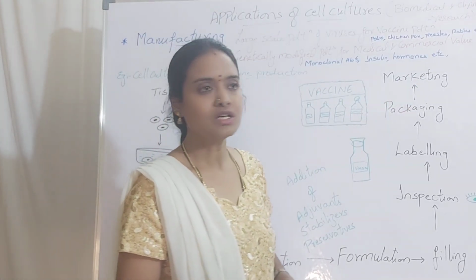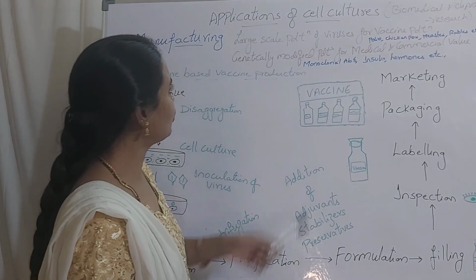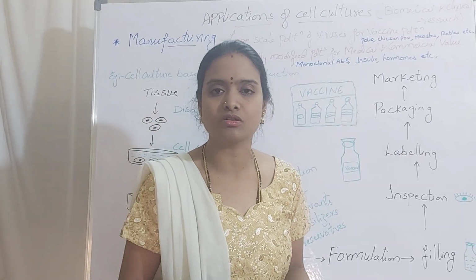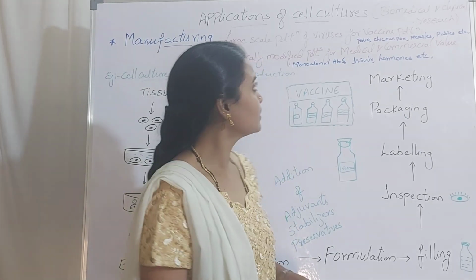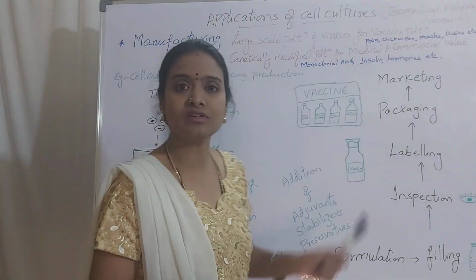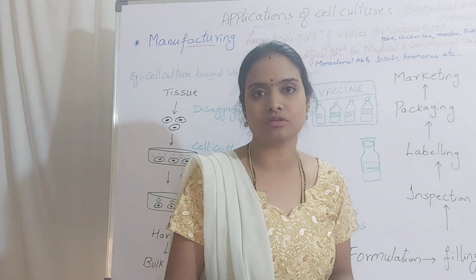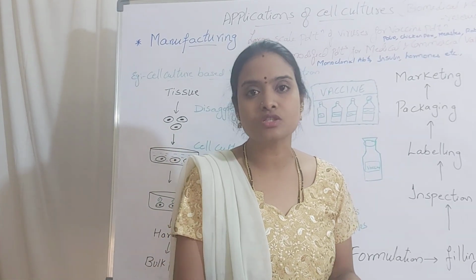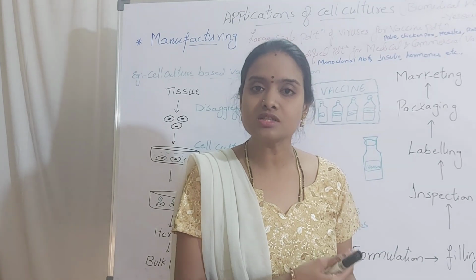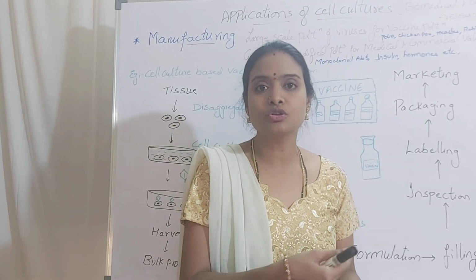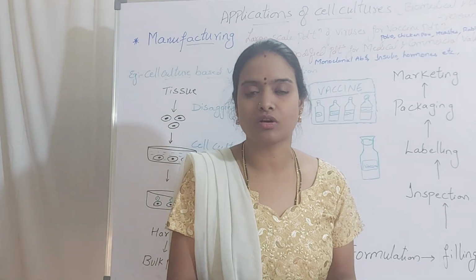Is that clear? In this way you can go for the manufacturing of any hormone or protein by using animal cells. Previously, they used animals for the production of these proteins or insulin. But now, instead of using animals, we are using only the cell lines or cell cultures.